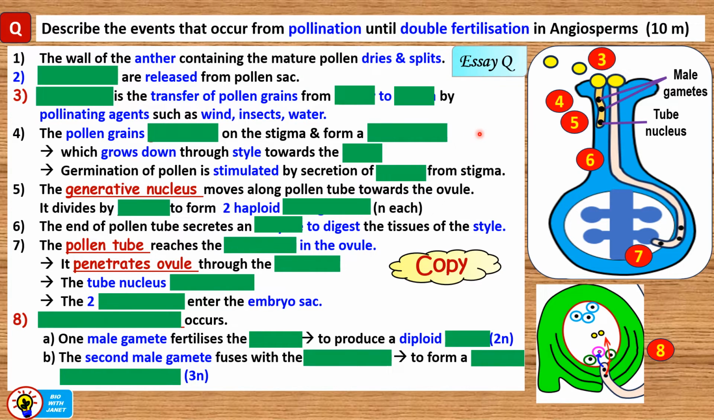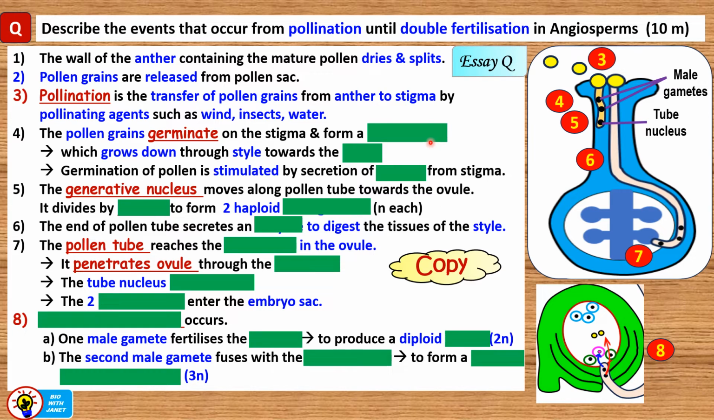So let's look at this answer here. What are the events that occur starting from pollination until double fertilization in the flowering plant? Firstly, the wall of the anther containing the mature pollen will dry and split. So what is released from the pollen sac? Yes, pollen grains. Now, what is the term for the transfer of pollen grains? It is pollination, right? And the pollen grains are transferred from anther to stigma by pollinating agents such as wind, insects, and water. Fourthly, the pollen grains germinate. Okay, so this is a keyword, germinate on the stigma.